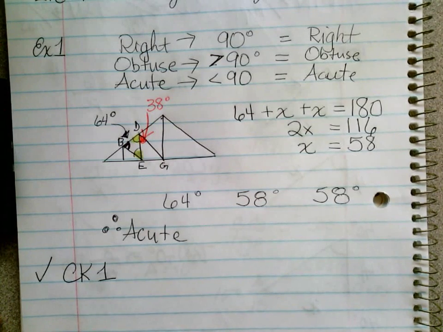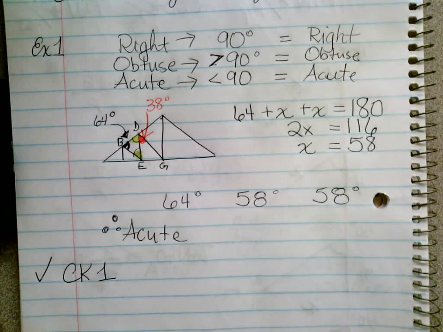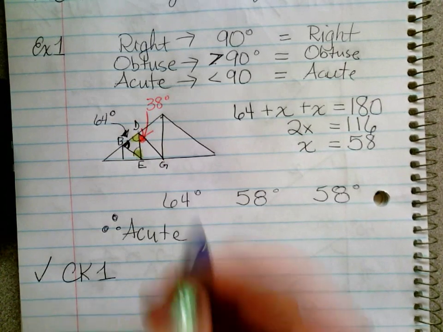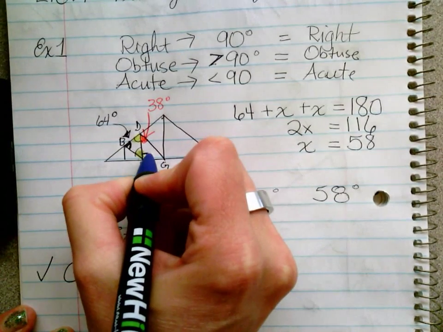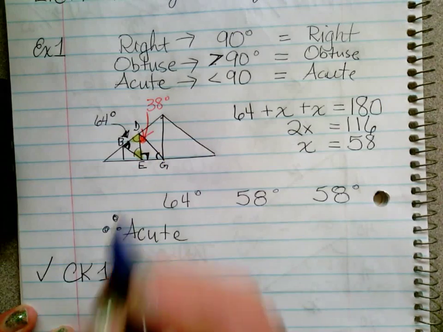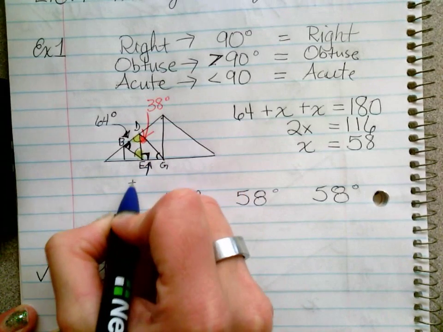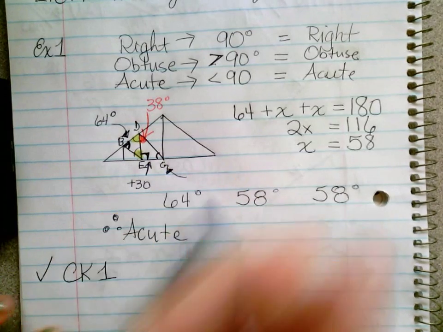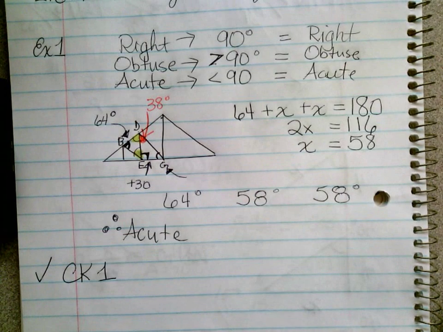And the measure of DGE is 38 more than the other. And the measure of DEG is 38 more than the other. So this one here and this one here are different. Okay? This one is 30 more than that one. Right? So far, so good? Okay.